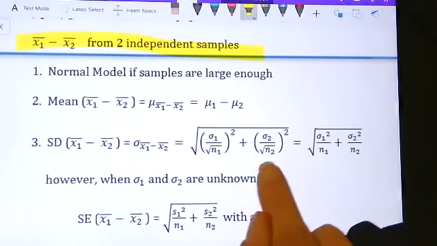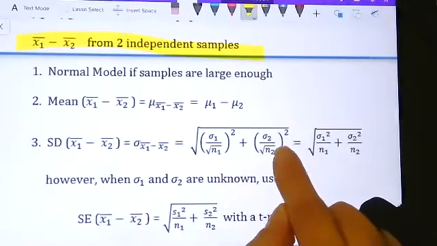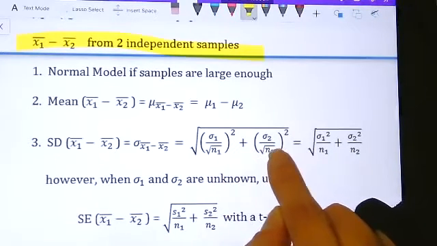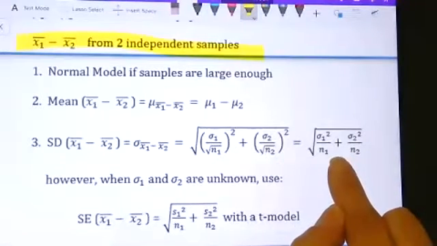Okay, cleaning it up. The squaring of the square root can disappear. So we end up with the square root of sigma 1 squared over n1 plus sigma 2 squared over n2. This is an AP formula.